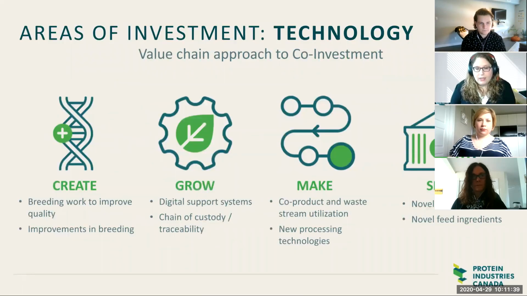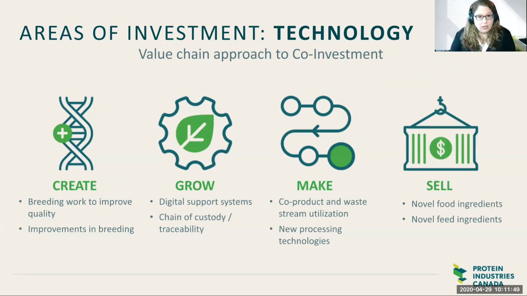So PIC has 4 key areas of investment: create, grow, make, and sell. Each of these is unique and focuses on different aspects of the plant protein value chain. Create projects relate to variety development. Grow projects focus on producer to consumer or traceability. Make projects relate to grain processing, and sell projects typically relate to novel food and feed ingredients. There's a tremendous number of examples of projects in our program guide.